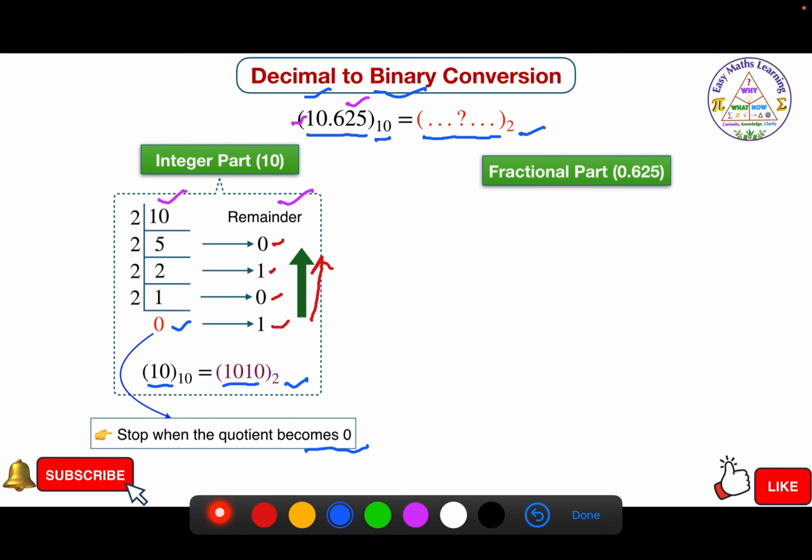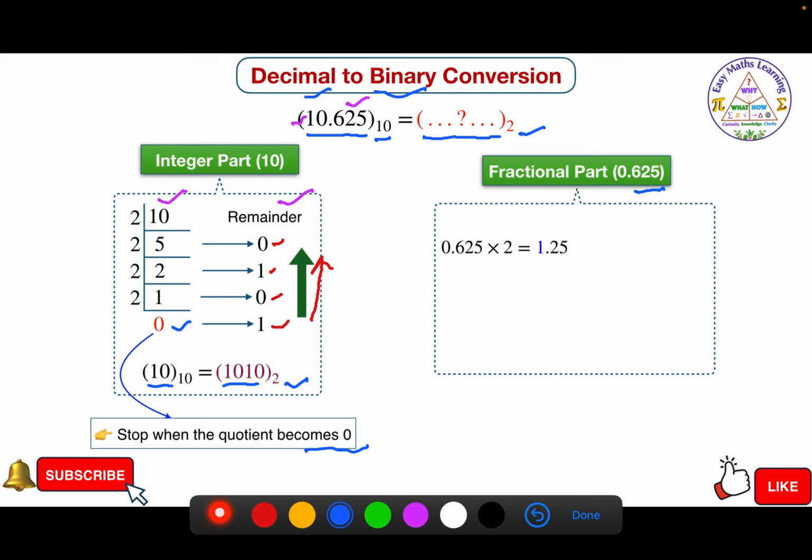Now, how to convert fractional part of decimal number to binary number. So here fractional part is 0.625. So for fractional part conversion, we use the method repeated multiplication by 2. Okay, in integer part conversion, rule was repeated division by 2. Here for fractional part, we use the method repeated multiplication by 2.